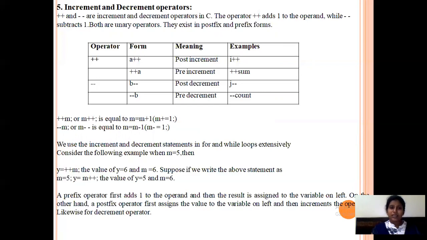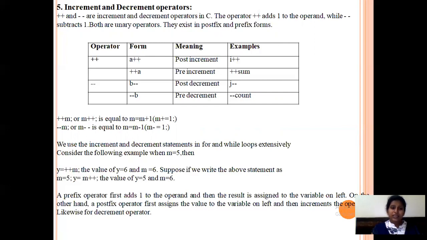If you write a++, the meaning is post-increment. If you write ++a, the meaning is pre-increment. Then minus minus: b-- implies post-decrement. --b implies pre-decrement. ++m or m++ is equal to m = m + 1. --m or m-- is equal to m = m - 1.